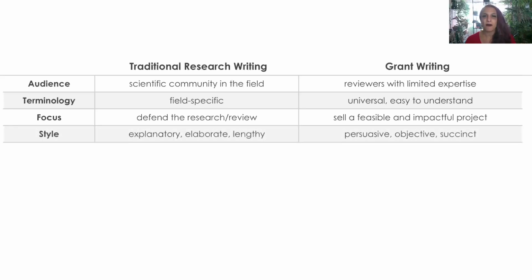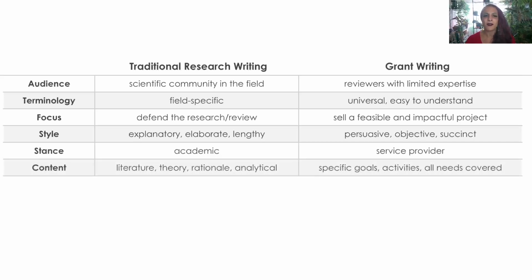The style of the writing itself in traditional research is more explanatory, elaborate, lengthy, while in grant writing, it's a lot more persuasive and a lot more objective and succinct. The stance that we take in traditional research is academic, while in grant writing, it's a lot more about being a service provider to the scientific community, but to society in general.